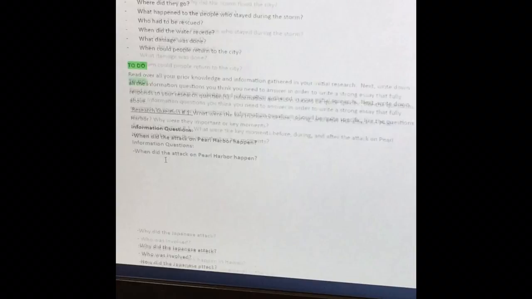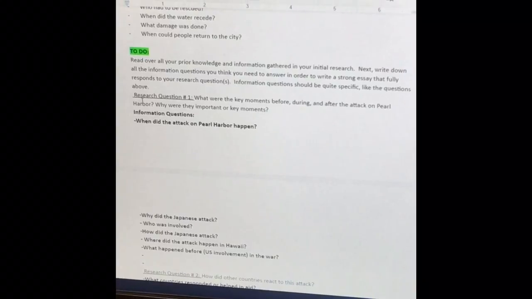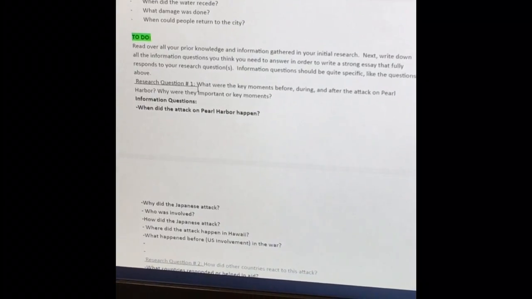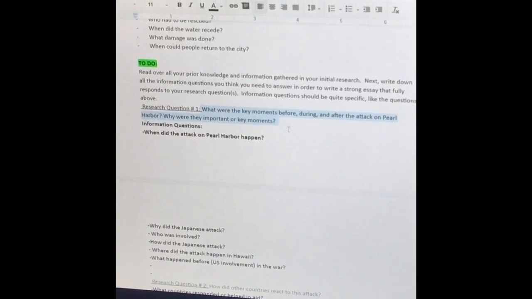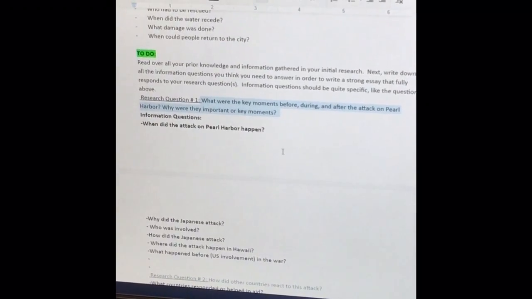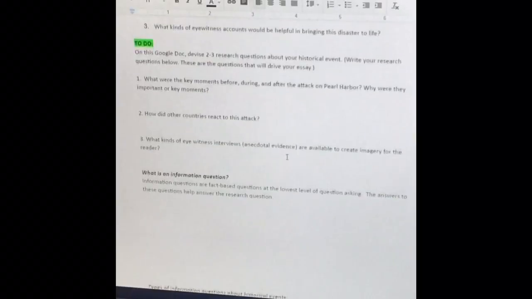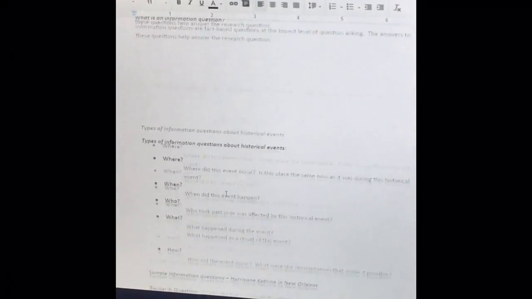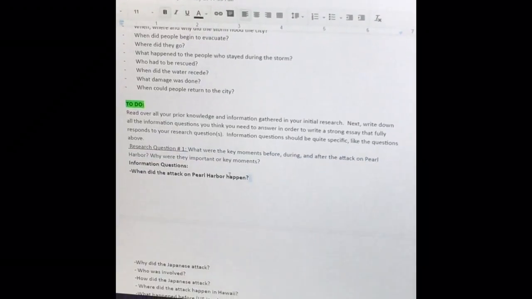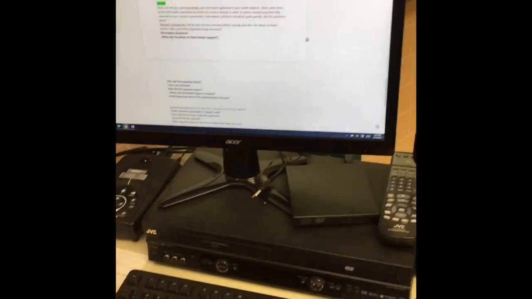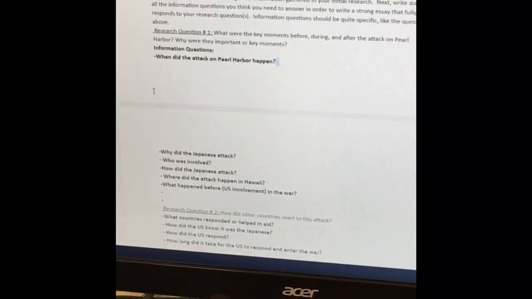So what you're going to do, just like I've done here, is right where it says research question 1, and there's a colon here, you're going to copy and paste your research question that you came up with above here, and you're going to type it or paste it here. Then you need to come up with your information. So now what you're going to do is include those who, what, when, where, why, how questions.